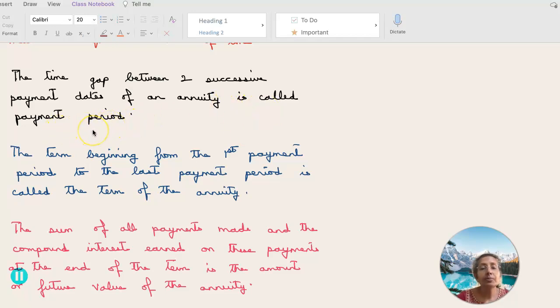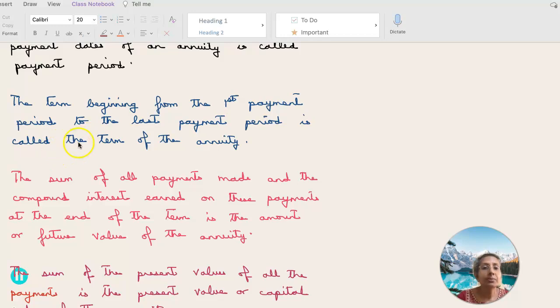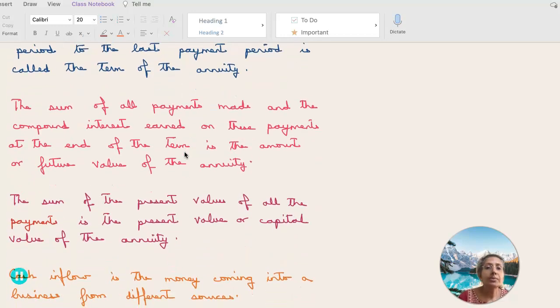So what is the payment period? The time gap between two successive payments. The term beginning from the first payment period to the last payment period is called the term of the annuity. So first payment to the last payment is the term. The sum of all the payments made and the compound interest earned on these payments at the end of the term is the amount or future value of the annuity. So amount or future value takes into account the payments and the interest earned.